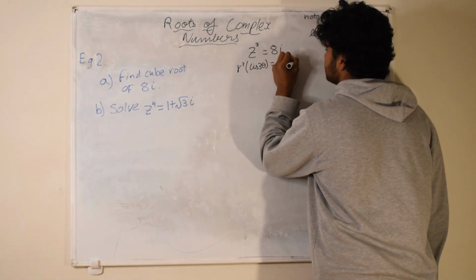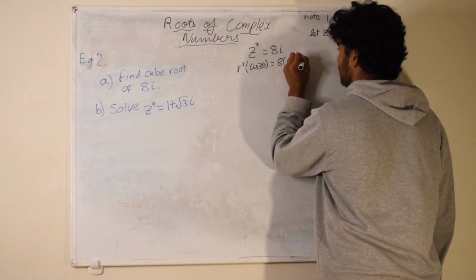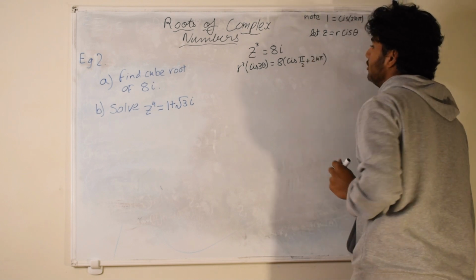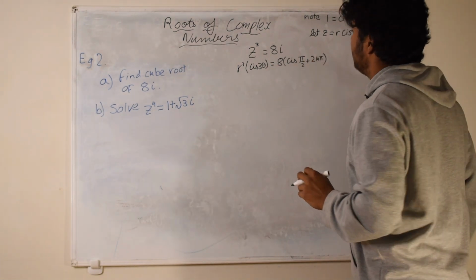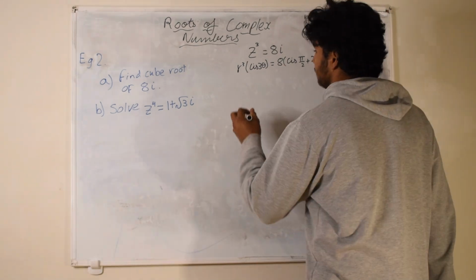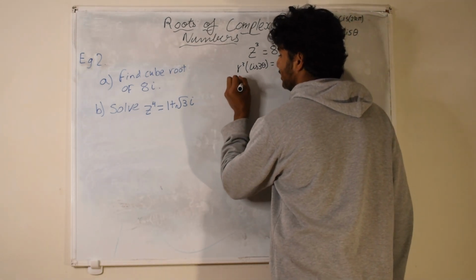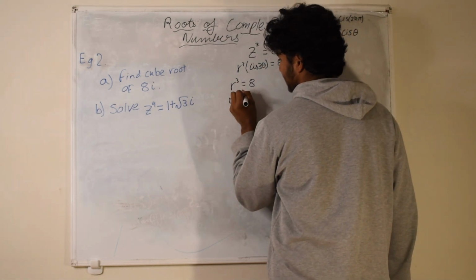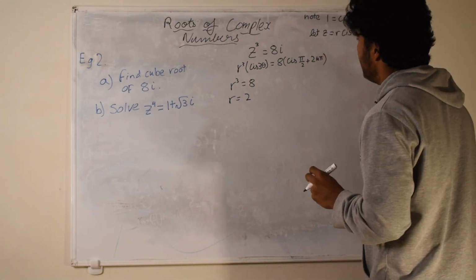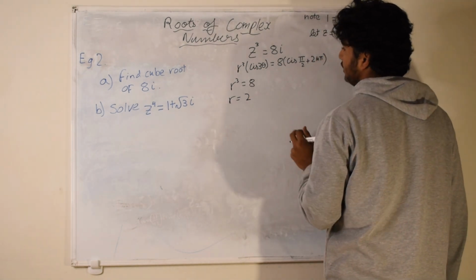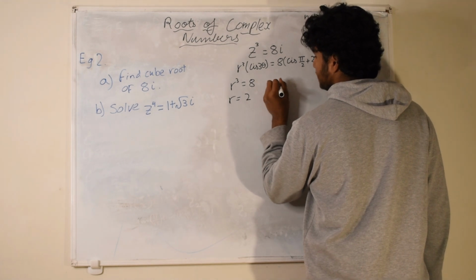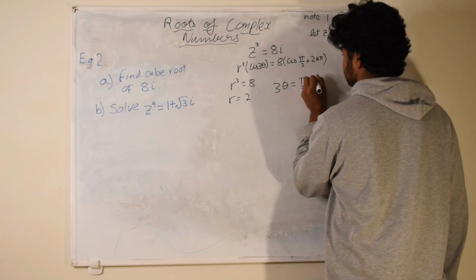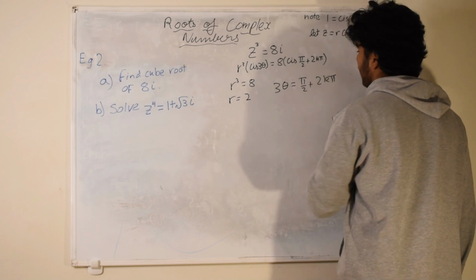So we can go cis pi upon 2, and we'll just write the 2k pi over here, to make it a little bit easier. Now we can equate the separate terms. We've got r cubed is 8, so r then equals the cube root of 8, which is just 2, and we can equate these separately. Cis cancels out, we get 3 theta equals pi upon 2 plus 2k pi.